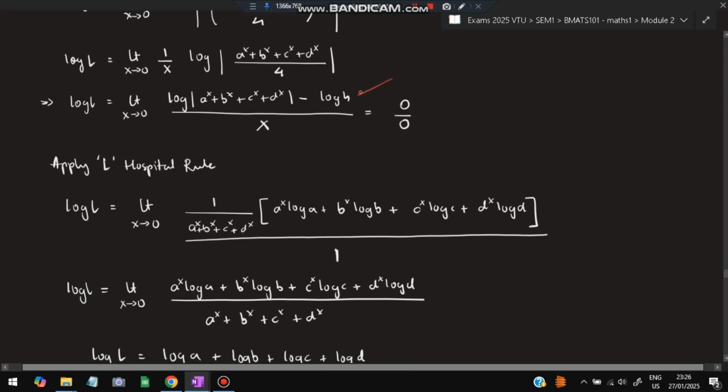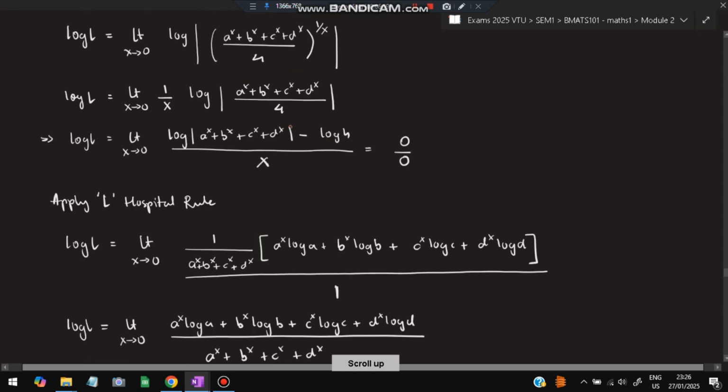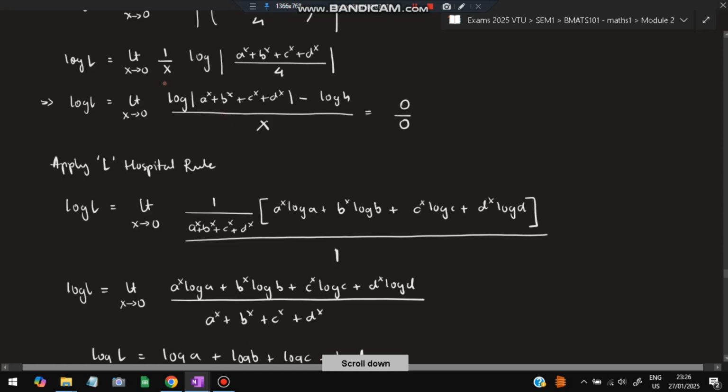The L'Hospital rule is nothing, you just have to differentiate this with respect to x, and differentiate this also with respect to x. That's all. When you differentiate this with respect to x, we'll get 1 by ax bx cx dx, and again differentiating this, we'll get this answer here. This is the normal differentiation of log of something. Log of something is 1 by something into the differentiation of something. Again the same thing we'll get, and the differentiation of x is 1, so we'll keep it as 1 only here.